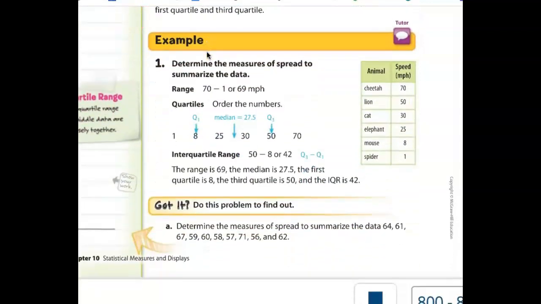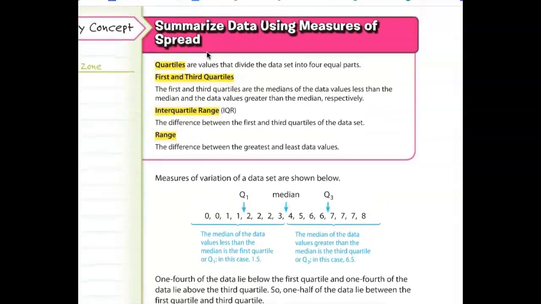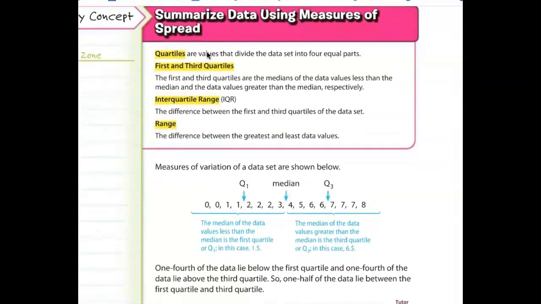Okay, today we need to be on page 800. That's where we're going to start. Page 800 is where the notes begin for chapter 10, lesson 3, in which they're explaining to you the measures of spread. This is how we interpret a set of data that we're given.